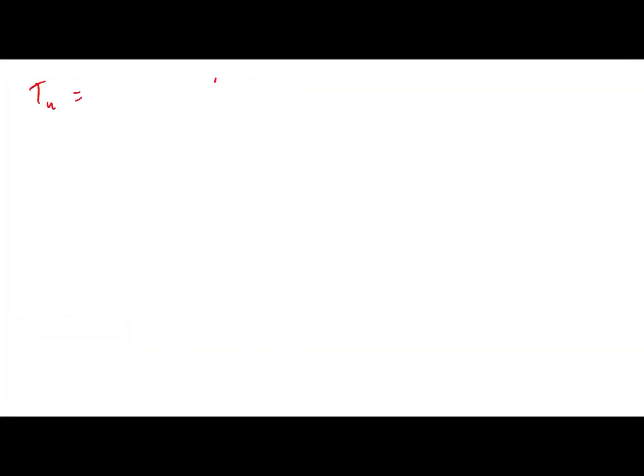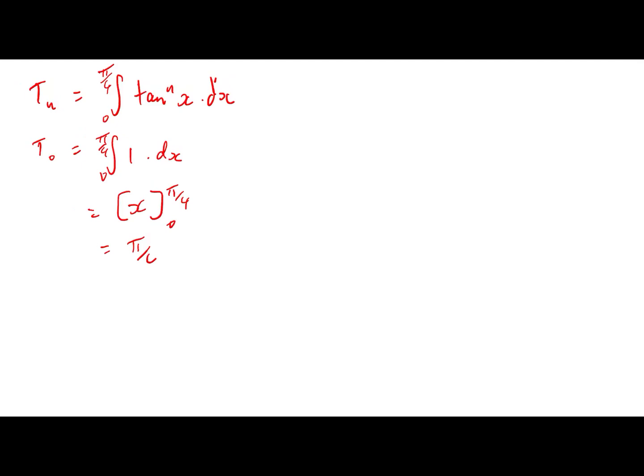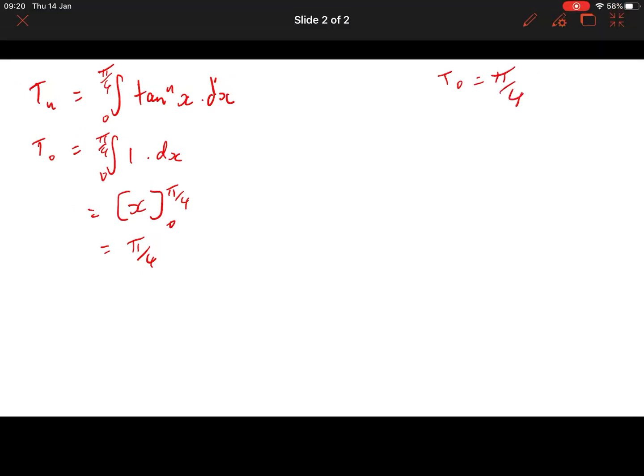So T of n is equal to the integral between pi over 4 and 0 of tan to the power of nx with respect to x, and we need to find T of 0. Well, that's just the integral between pi over 4 and 0 of 1 with respect to x, which is x, between pi over 4 and 0, which is pi over 4. So that's easy. T of 0 is equal to pi over 4.